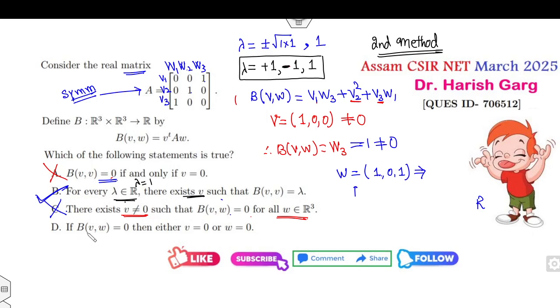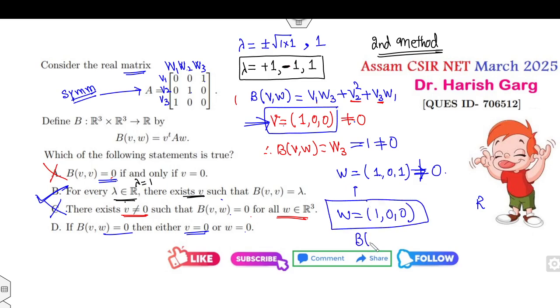Look at the last one. b of v, w is 0. Then either v is 0 or w is 0. Same example you can see: v is non-zero, w is non-zero. In this case, we need v, w non-zero. So I can choose v as 1, 0, 0 and w as 1, 0, 0. What is the value of b of v, w? You can see 0 into 1 into 0, 0. So that will be 0. But none of them is 0. So that option is also cancelled. B is the right answer of this problem.